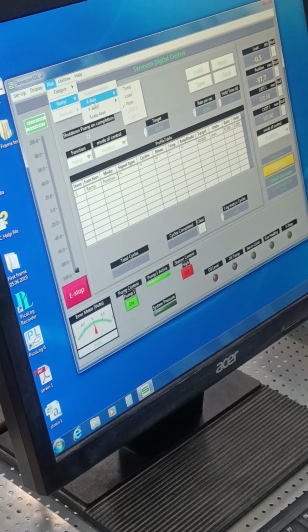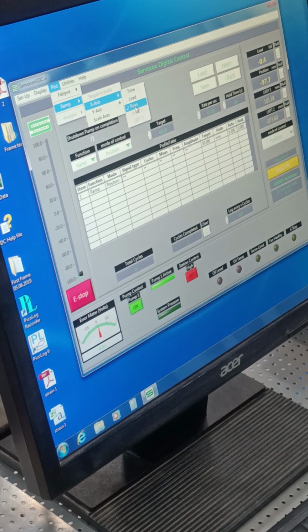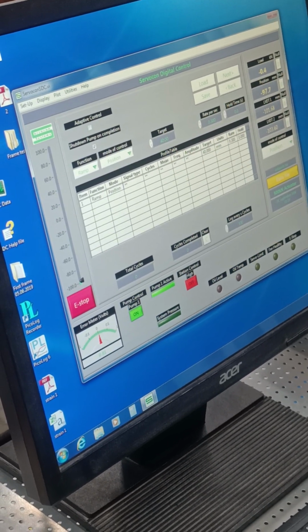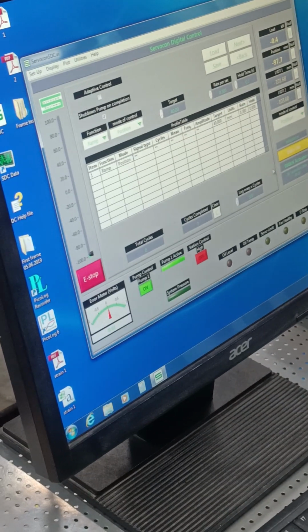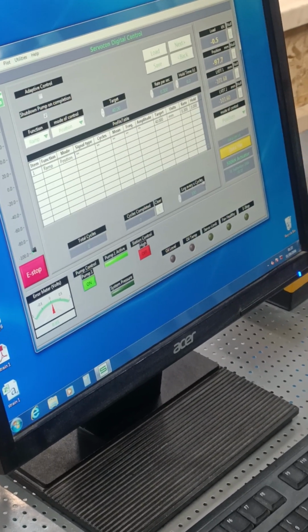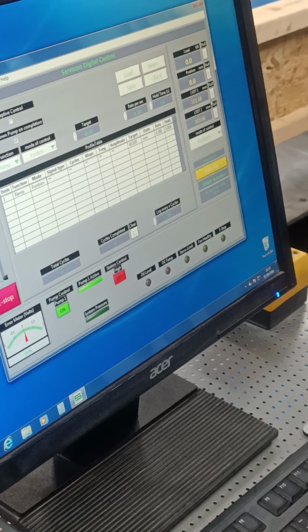So we put the X axis as position, which means displacement, and the Y axis as the load. We are going to save the data, and we set it to position 0.